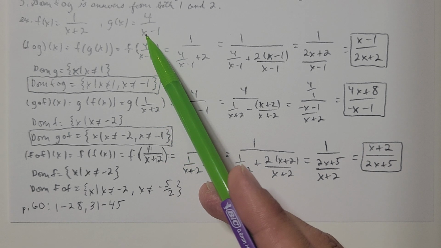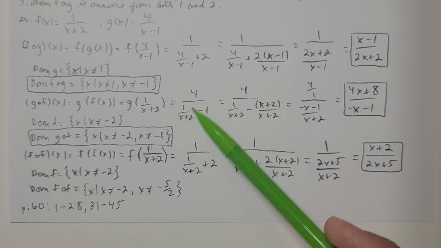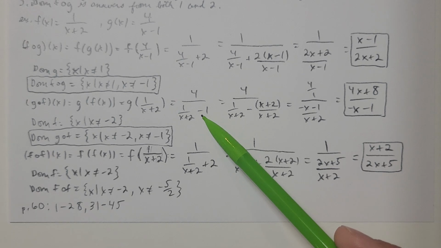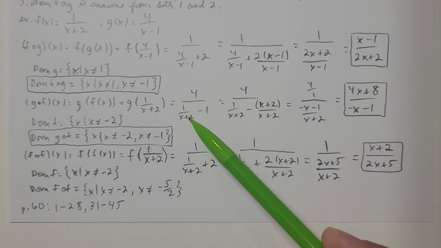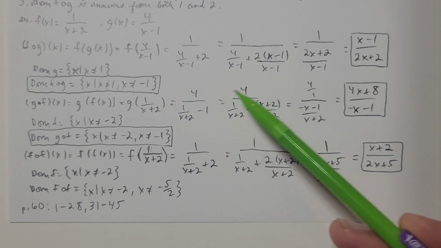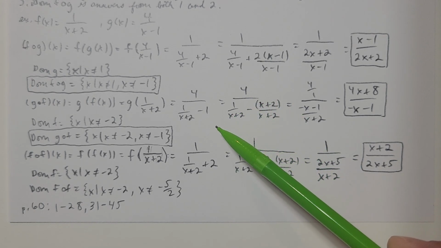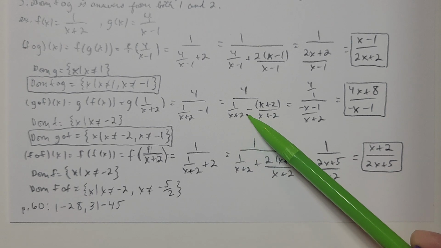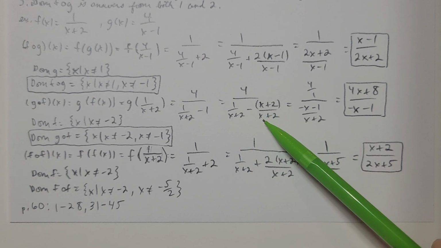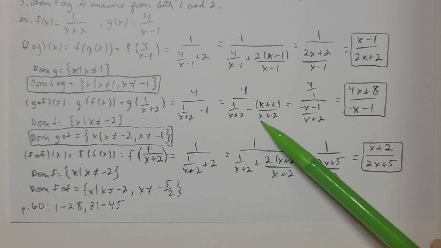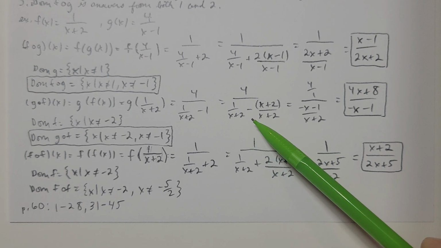There's only one x showing there in g. Okay, so I replace that. I got 4 divided by 1 over x plus 2 minus 1. And I'm going to have to simplify this. So I'm looking at 4 divided by 1 over x plus 2 minus 1. 1 is the same thing as x plus 2 over x plus 2. Right? And that's how I'd want to look at that because now I got my common denominator.